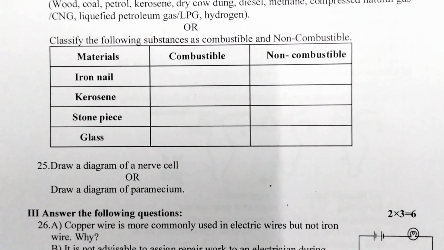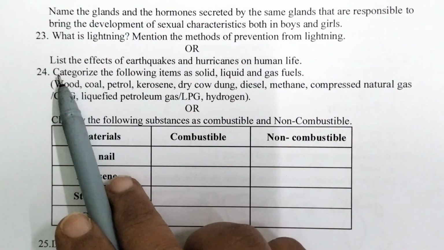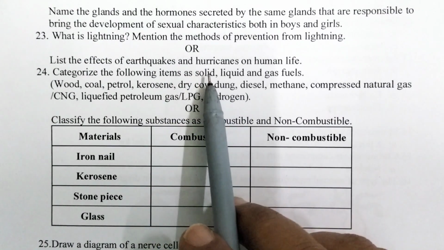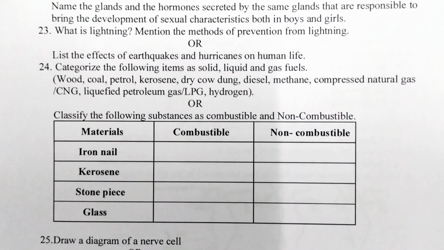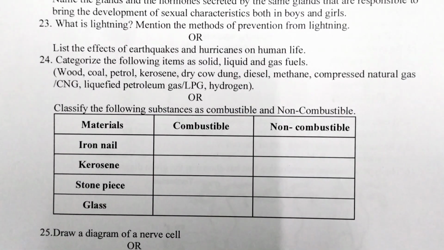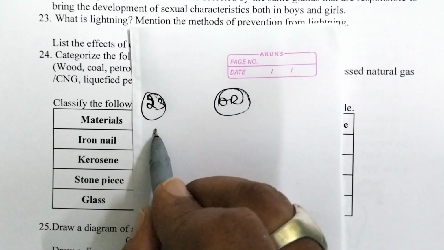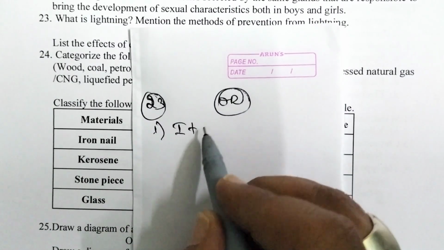Now let us move to the next question. In that one only one more question is there. List the effects of earthquakes and hurricanes on human life. So now let us answer that question, the effects of earthquakes and hurricanes.